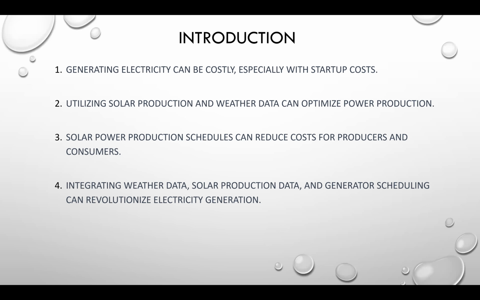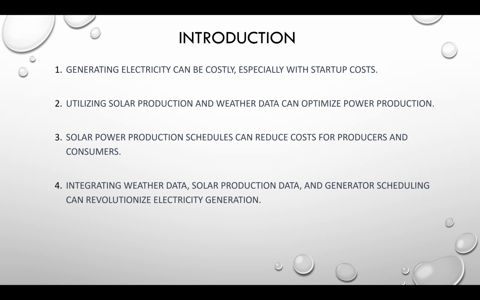Generating electricity can be a costly process, particularly when it involves starting up generators. However, it is possible to minimize these costs by accurately predicting the power a utility will need to produce. One potential solution is to utilize the wealth of data available on solar production and forecasted weather data to create a schedule for solar power production. This schedule would allow utilities to optimize their generator schedules and power rates, ultimately reducing costs for producers and consumers.